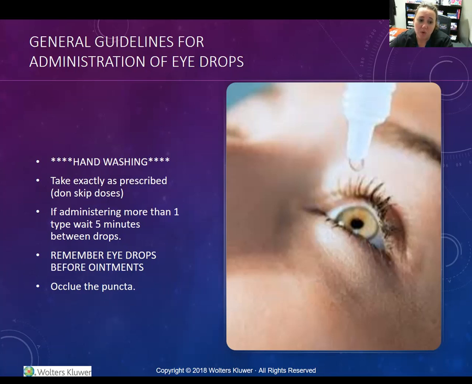If administering more than one, again, we're going to wait those 5 minutes and make sure you occlude the puncta when you're giving those medications, because we don't want them to absorb systemically.